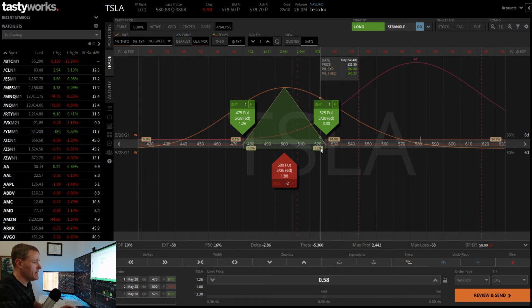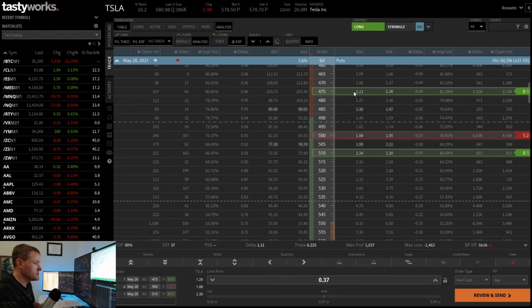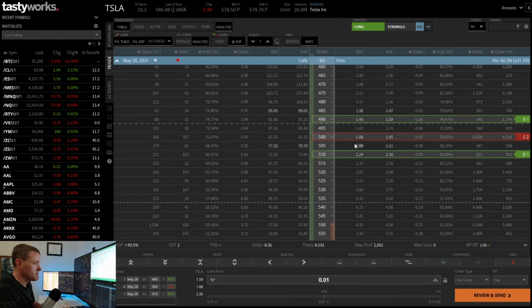Now I want to show you how you could set this up as a broken wing butterfly. So when we look at this, you can see that it looks like a butterfly, right? You have the body of the butterfly here, and you have the right wing here, you have the left wing here. Now, what happens if we actually break the butterfly up? So let me come back over here to the table view. Let's go back to the original structure we had here. So here's your perfect butterfly.